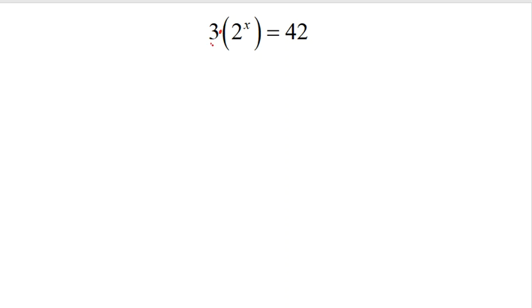Well, listen, just go back to some basic algebra. Let's handle that first. I know how to get rid of multiplying by 3. Divide both sides by 3. I don't need to be told that or shown that. That's easy. So 2 to the x equals 14.